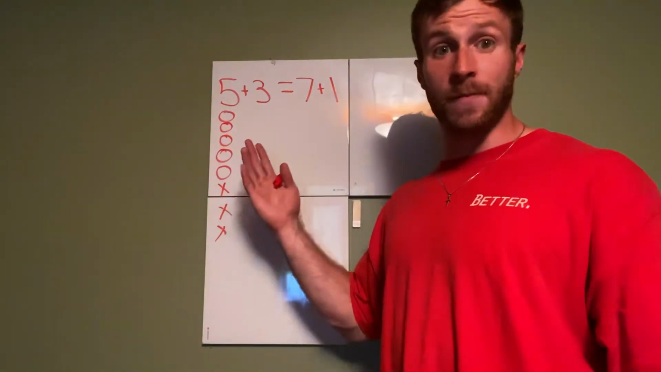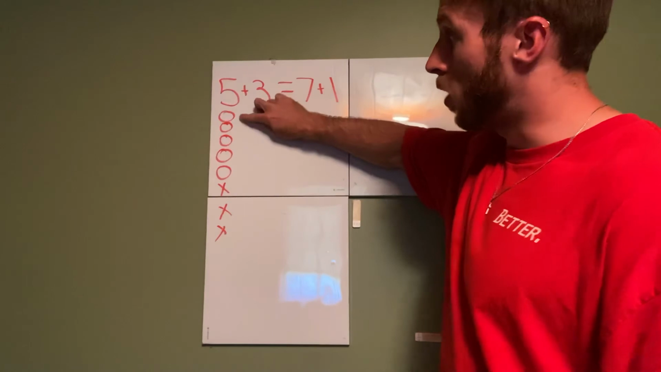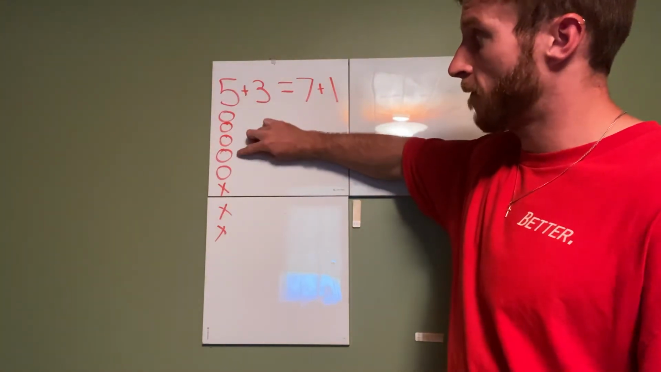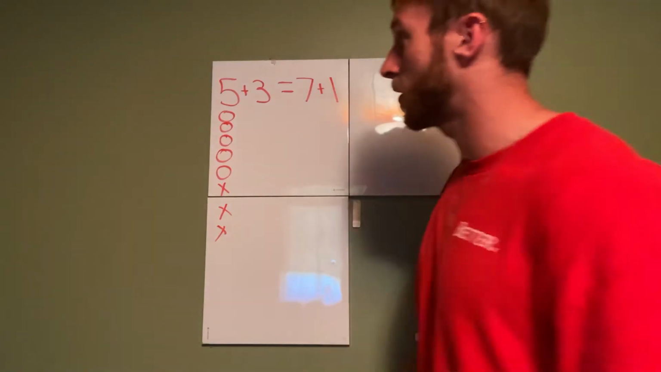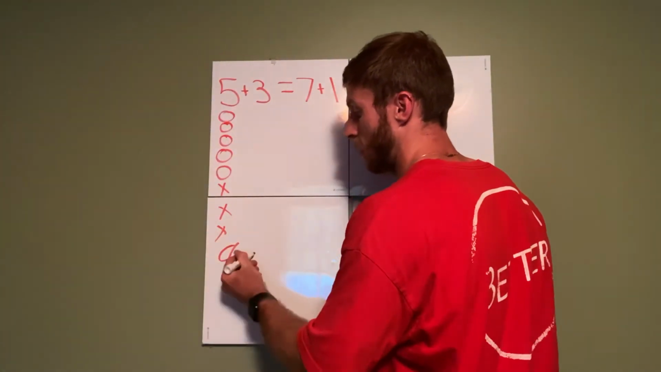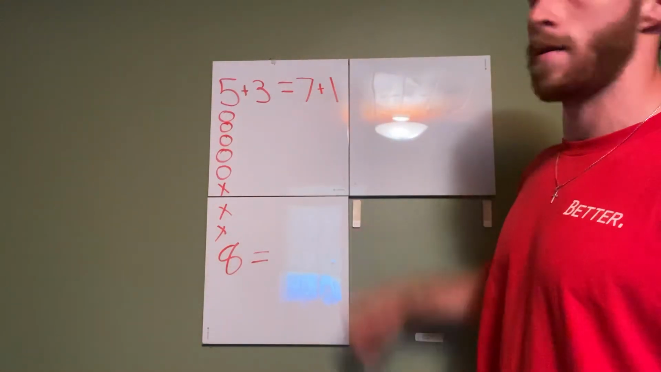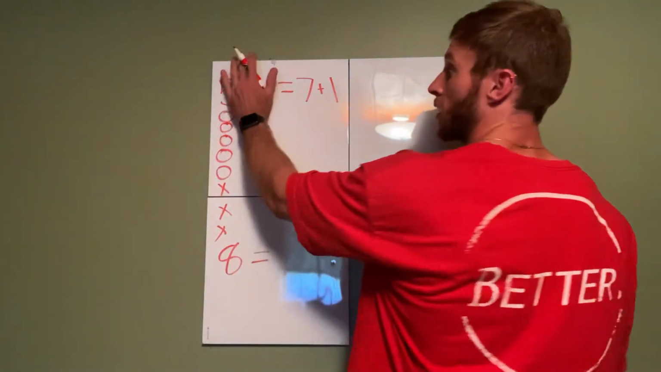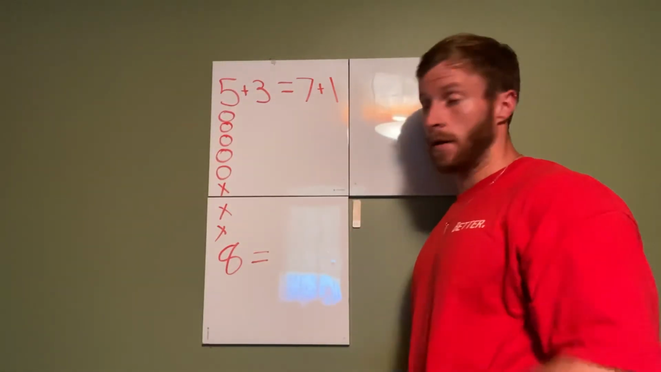Let's count how many shapes we have all together now so we know what 5 plus 3 equals. 1, 2, 3, 4, 5, 6, 7, 8. So 5 plus 3 must equal 8. Now we're going to try and figure out if 8 equals 7 plus 1. Okay, so now we're just looking at this side. What do you think my first step should be?